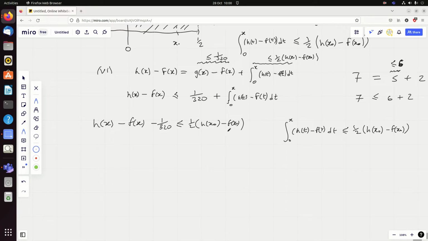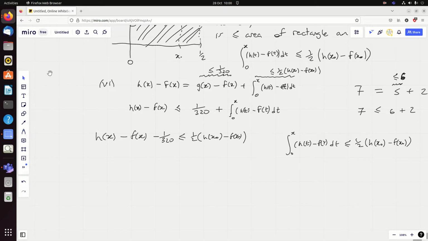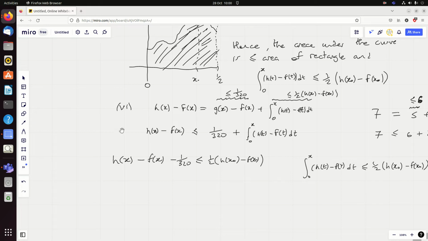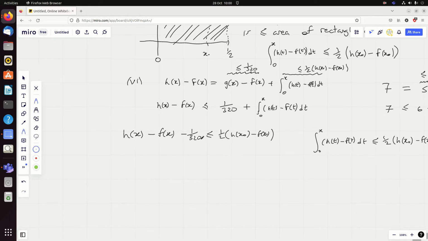And also remember that x0, look at our graph, yeah? The maximum value of h of x0 minus f of x0, that's the maximum value of h of x minus f of x, yeah? So in other words, the maximum value of this is going to be, let's put a 1 over 320 on the other side again. It does feel like I'm just messing around with inequalities, which is exactly what this question is about.